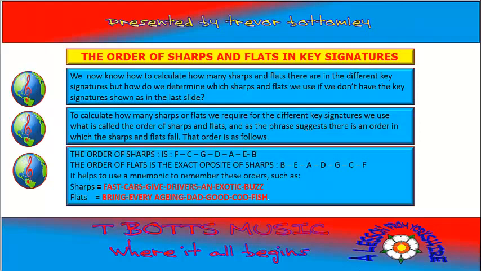It helps to use a mnemonic to remember these orders, such as, for sharps: Fast cars give drivers an exotic buzz. Fast representing F, C representing cars, G representing give, etc. And for flats, we have the mnemonic: Bring every aging dad good codfish. And as an aging dad, I really appreciate being brought good codfish.